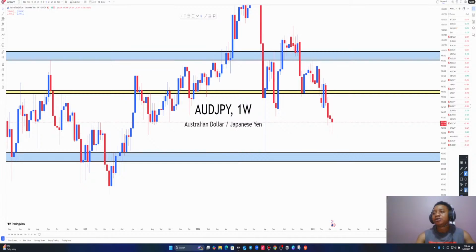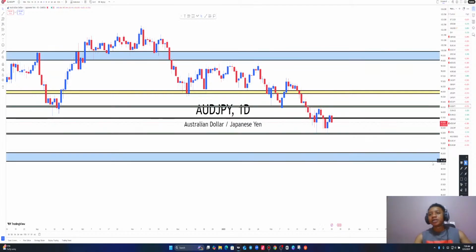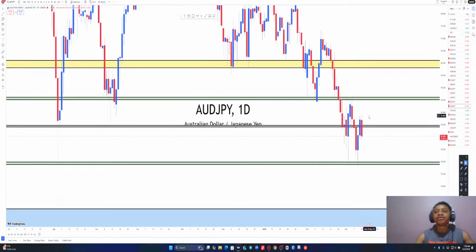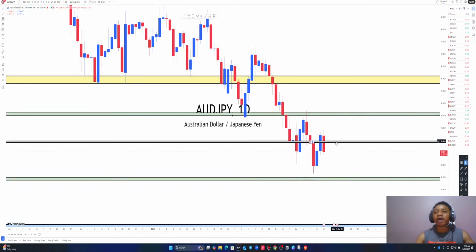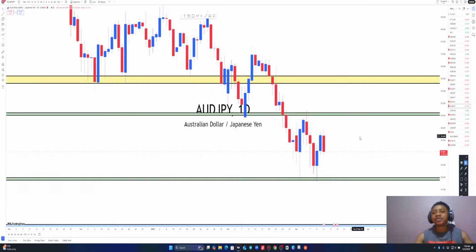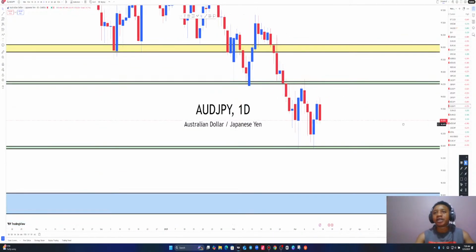Let's take it again to the daily time frame and understand what exactly is going on here on the daily, so that we can know how to pick the entry on the 4H. All right, so this is the daily time frame of AUD JPY. Now, on the daily time frame, let's put meaning into it very quickly. On the daily time frame, we have the daily upper zone and then the daily lower zone as well.